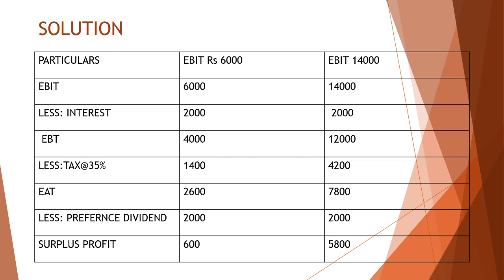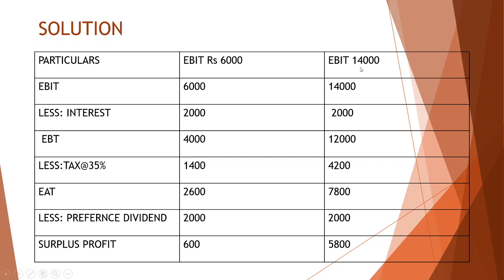Now, let us find out the EPS in the other two situations. That is when the EBIT is rupees 6,000 and when the EBIT is rupees 14,000. So, the first situation, EBIT is 6,000. Interest is the same, rupees 2,000, 40,000 into 5 by 100. Then EBT is equal to 6,000 minus 2,000, 4,000. Tax at 35%, that is 1,400. Earnings after tax is equal to 4,000 minus 1,400, 2,600. Less preference dividend, it is 2,000, 20,000 into 10%. So the surplus profit is equal to 600.